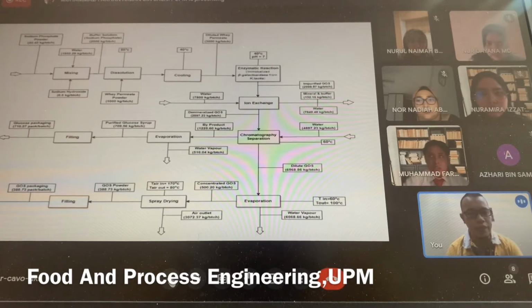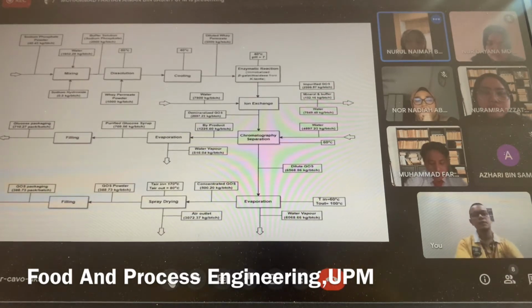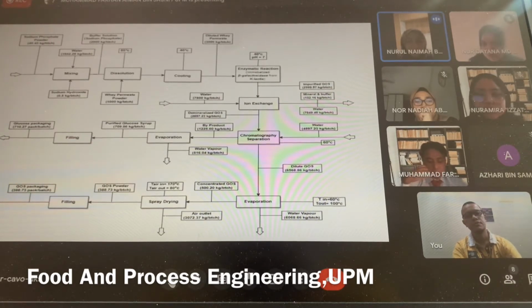Can I know how long the process is in the reactor, and what the reaction and enzyme involved in the reactor are? Can you explain? I will answer your question. In the packed bed reactor, the operating time taken for the fermentation is 4 hours, and based on our findings, the best enzyme that we chose to produce GOS powder is beta-galactosidase from Kluyveromyces lactis, and the optimum temperature for the enzymatic reaction is 40 degrees with pH 7.